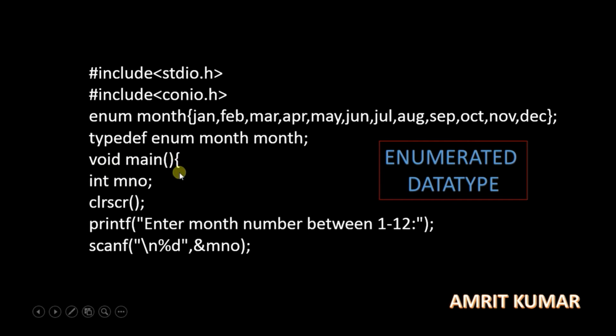After this, you can see here that I am using a variable that is mno, of integer data type. After then I am using the clrscr function which helps us to clear the screen. Then after that I am using the printf to enter a month number between 1 to 12. So the user is going to give some number, and that number I am going to take in the variable that I have declared here of integer data type and store it in the mno variable with the help of a scanf function.